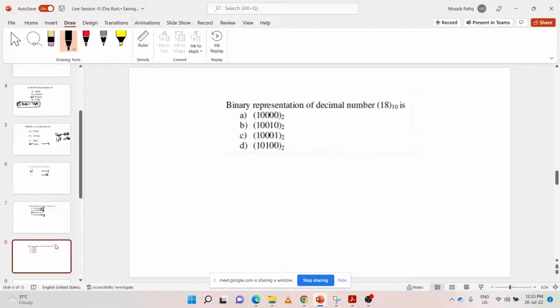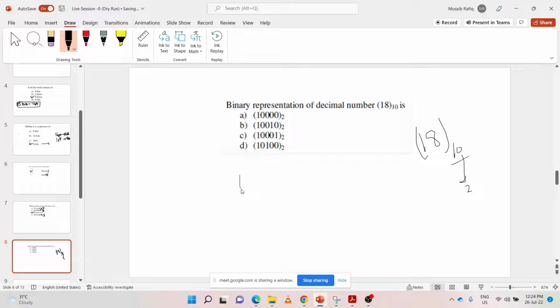Now moving to the next question. It says the binary representation of decimal number 18 is. Here we write 18, and this bracket, this 10 represents the base. We have to convert this number from the base 10 system to base 2, which is the binary number system.